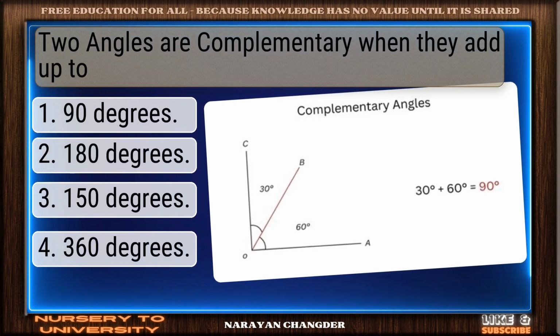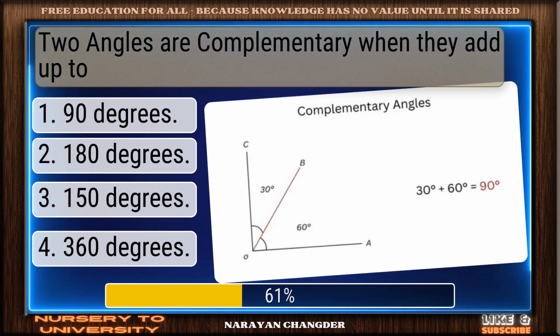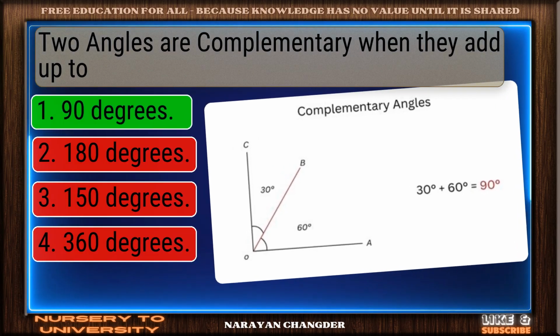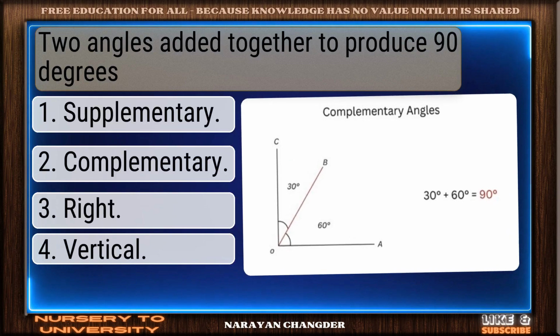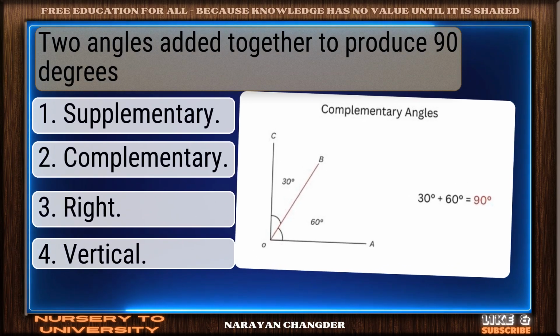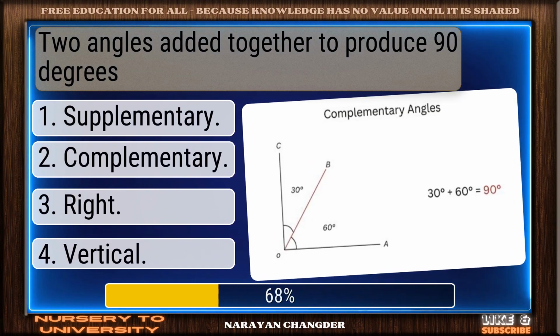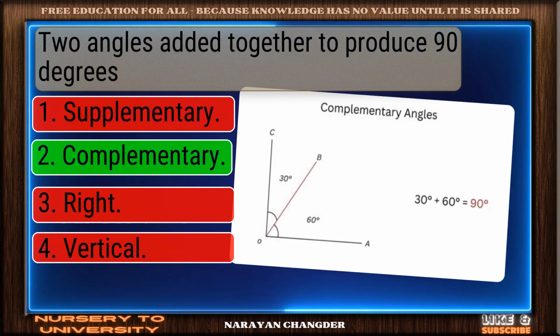Question number 61. Two angles are complementary when they add up to. Sharp thinking. 90 degrees is the right choice. Question number 62. Two angles added together to produce 90 degrees. On track. Complementary is the correct answer.